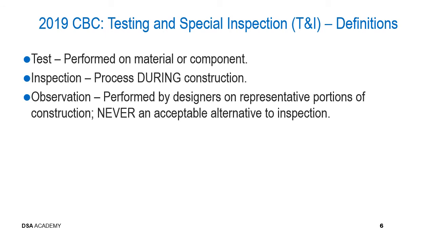Here are some definitions to help provide some background on tests and special inspections. Tests are going to be performed on materials prior to construction or on the components of the structure after they've been completed. The technician does not have to be present during the work. Inspections, though, are going to be performed during the construction. The inspector will be performing the inspections while the work is going on, but the inspections can also include aspects that take place prior to or after the construction. And then observations are going to be performed by the designers, so the architects, structural engineers, or other engineers on their representative portions of the construction.